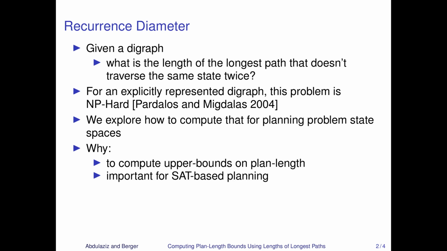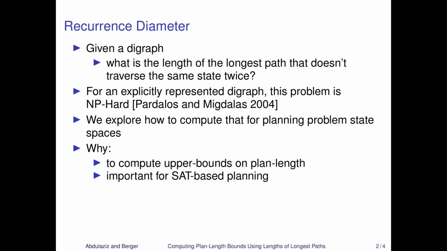So first of all, I want to define what a recurrence diameter is. Given a directed graph, the recurrence diameter is the length of the longest path in that directed graph that does not traverse the same vertex twice. So it is the longest path that only traverses the same states once. The complexity of computing the recurrence diameter for an explicitly represented directed graph is NP hard.